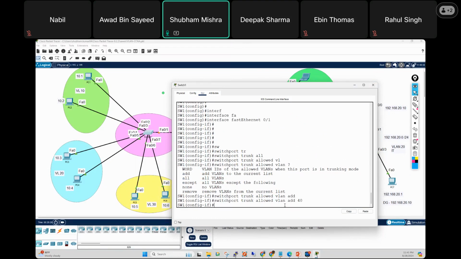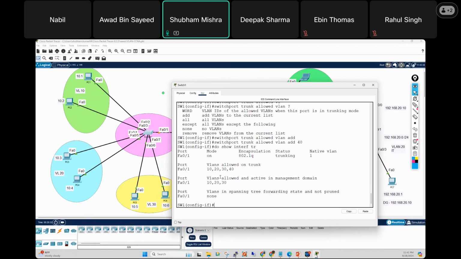Are you getting my point? Now show interface trunk. See, now VLAN number 40 is also added. So this is the use of the add keyword here. Is it clear, everyone?